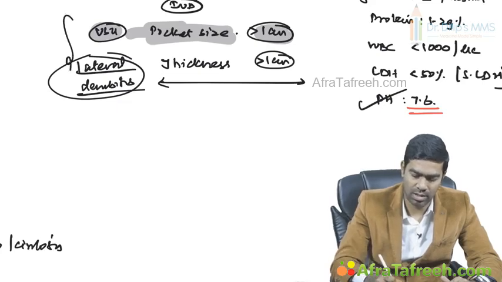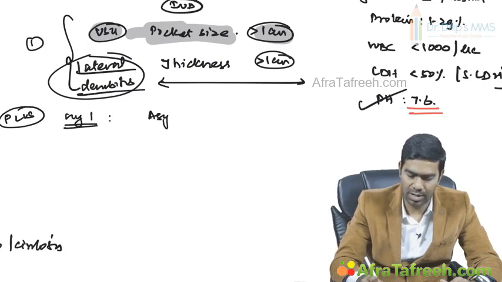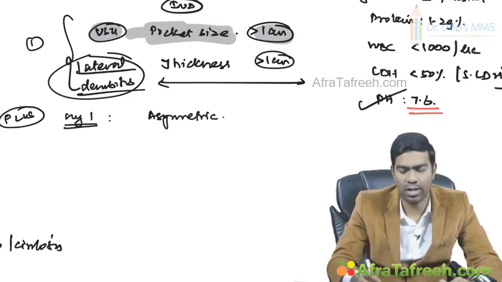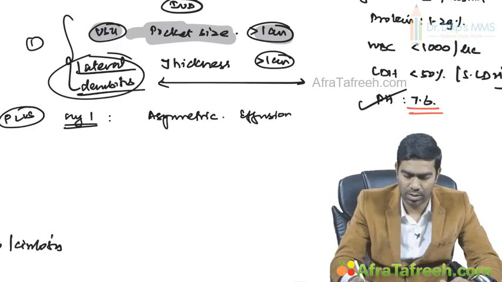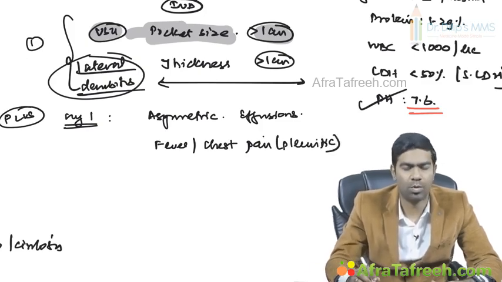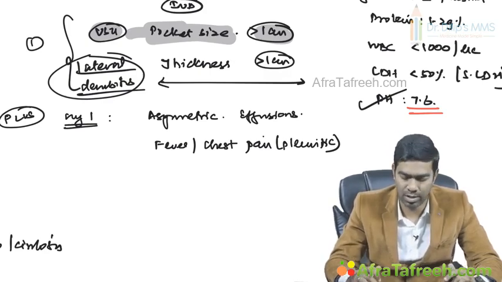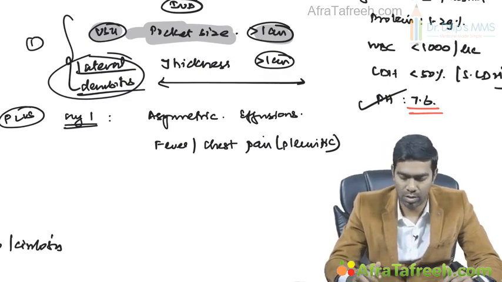This is the number 1 indication, plus you should have any one of the following which I am going to tell. If you have an asymmetric effusion, these generally tend to be exudates, that's why. If you have a fever or pleuritic type of chest pain, you can take a diagnostic thoracocentesis. You can tap them, because it could be a parapneumonic effusion. Because a parapneumonic effusion, if it's complicated, you definitely have to put a chest drain. So it alters the management. That's why it's an indication to do a diagnostic thoracocentesis there.